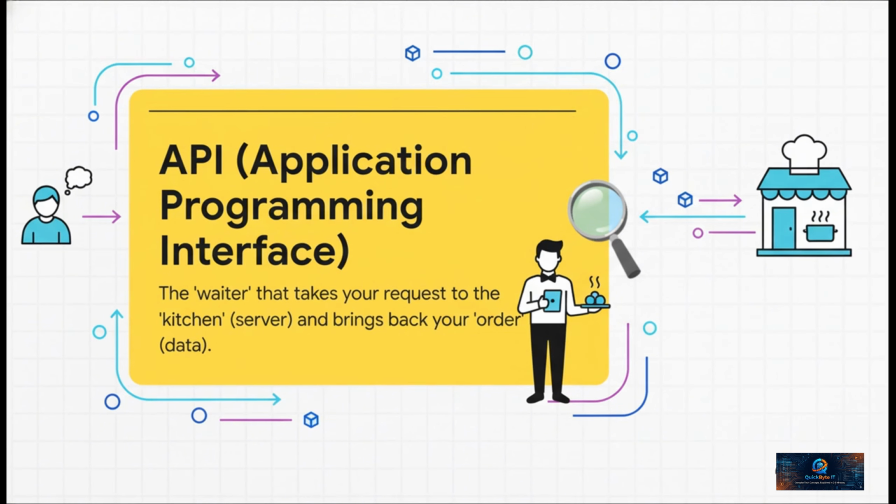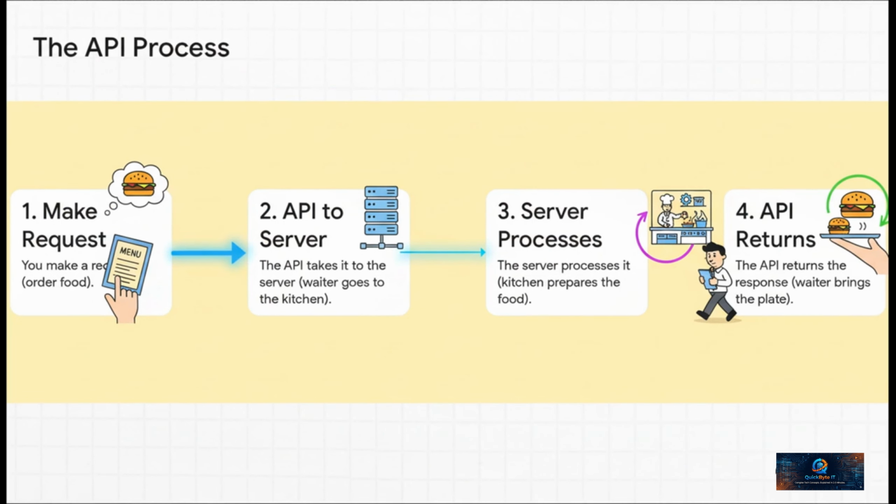The waiter is that perfect middleman who knows the menu, knows the rules, and knows exactly how to talk to the kitchen. And the whole process is super straightforward, really just 4 steps. 1, you make a request. I'll have the burger. 2, the API, our waiter, takes your order to the server, aka the kitchen. 3, the kitchen gets the order, fires up the grill, and cooks your burger. And 4, the API comes back with the response. The waiter brings that delicious burger right to your table. See? It's a clean, predictable process every single time.